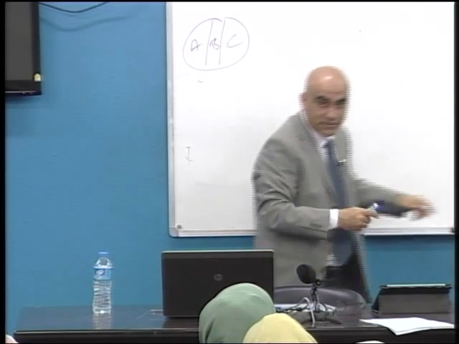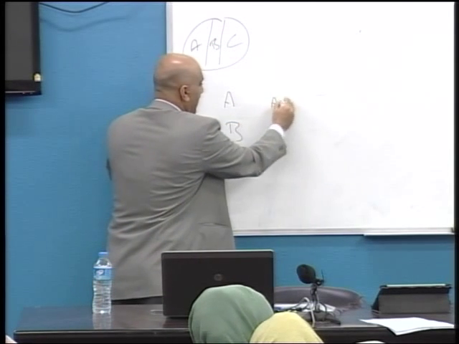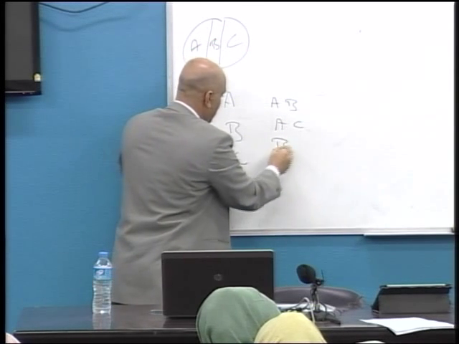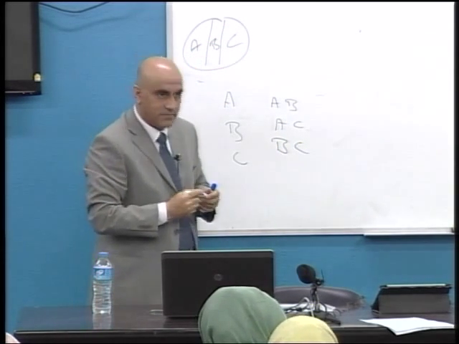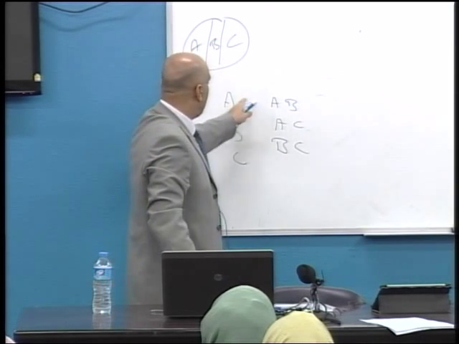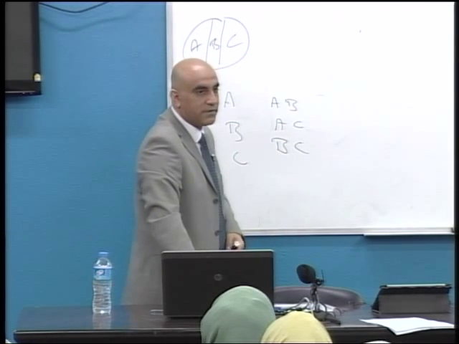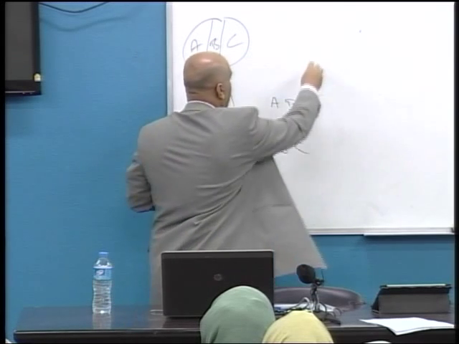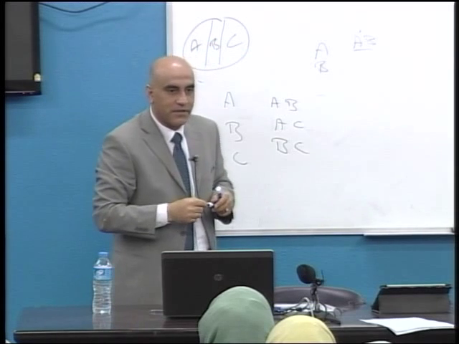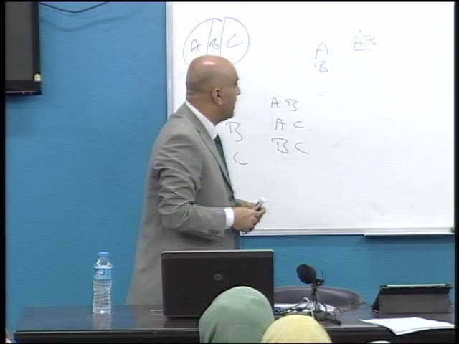If you have 3 stocks, A, B, C, you have A with B, A with C, and B with C. So you have 3 alternatives. But if you have only A, B, you have only A with B.